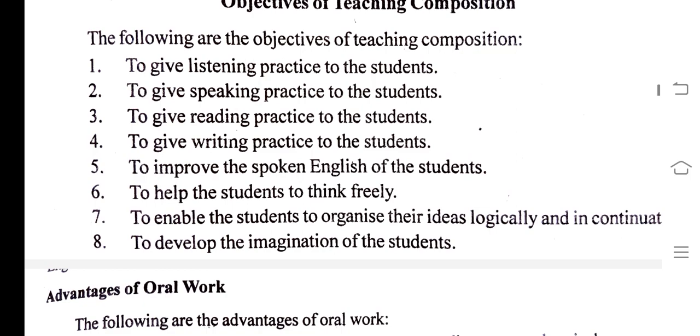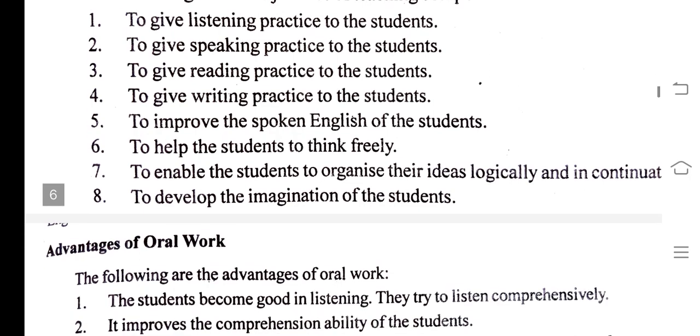Objectives of teaching composition: to give listening practice to the students, to give speaking practice to the students, to give reading practice to the students, to give writing practice to the students, to improve the spoken English of the students, to help the student to think freely, to enable the student to organize their ideas logically, and to continue to develop the imagination of the students.